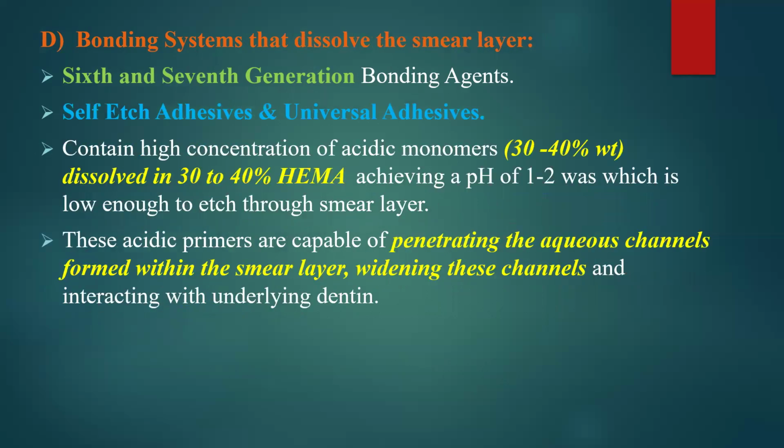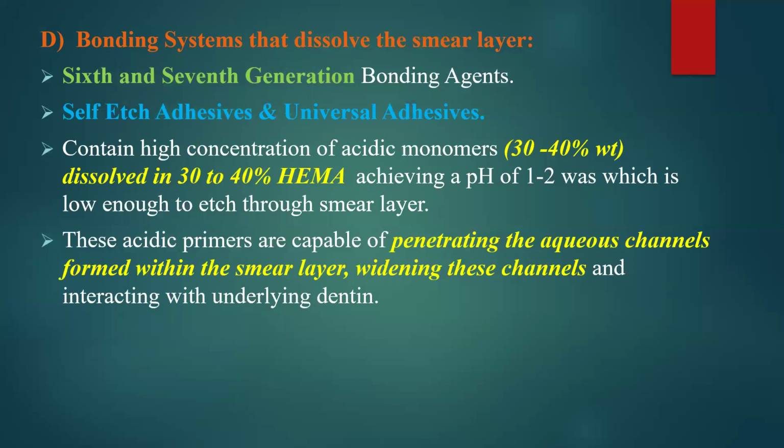The bonding systems which are the sixth and seventh generation bonding agents include the self-etch adhesives and the universal adhesive. They contain a high concentration of acidic monomers dissolved in 30 to 40% HEMA, achieving a pH of 1 to 2, which is low enough to etch through the smear layer.